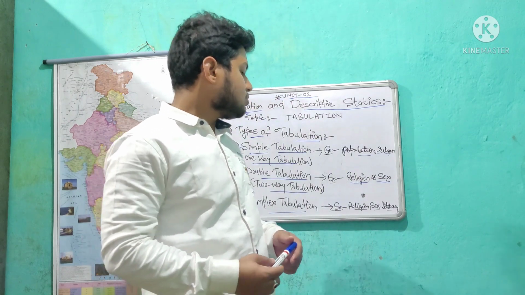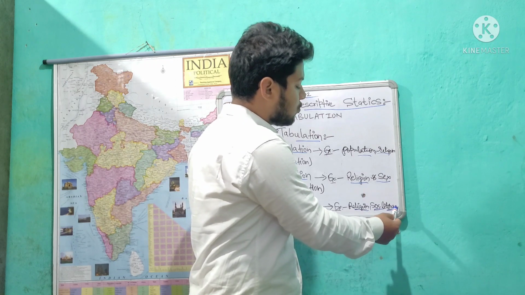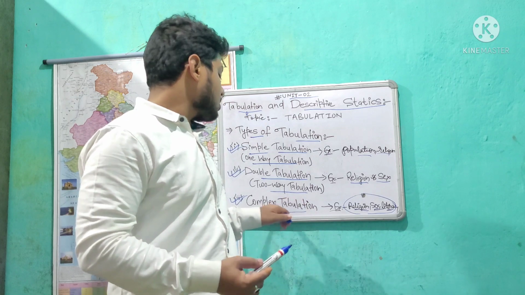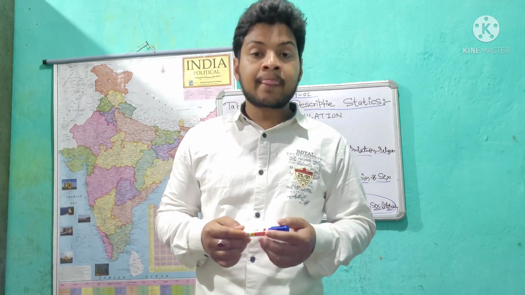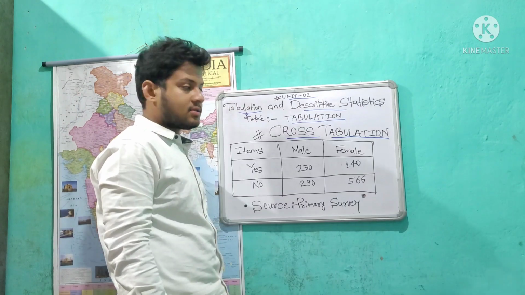Now see the example of complex tabulation. Just like we are taking the tabulation of religion, sex and literacy at a time. All three should be calculated at a time. This is called complex tabulation. Now see the example: tabulation of data on the population of the world classified by three or more characteristics.